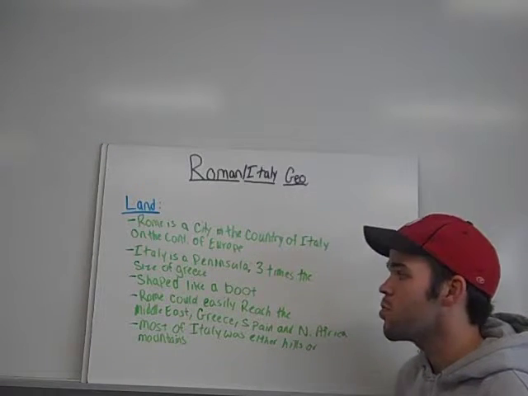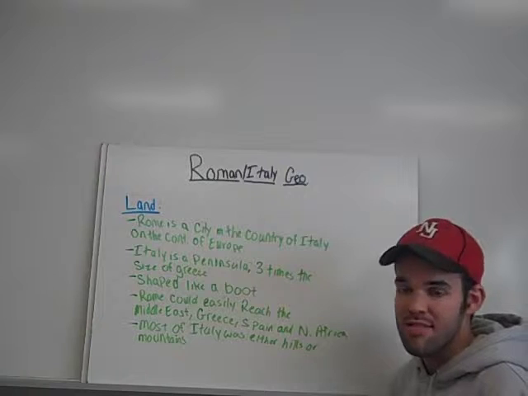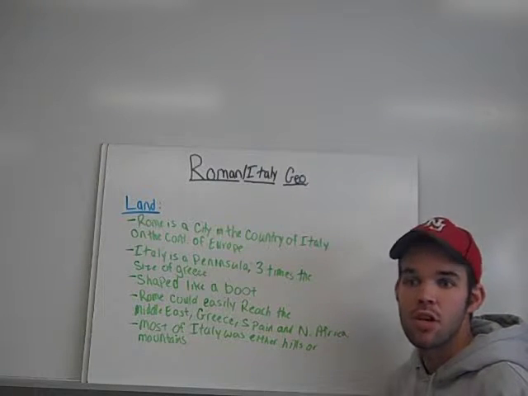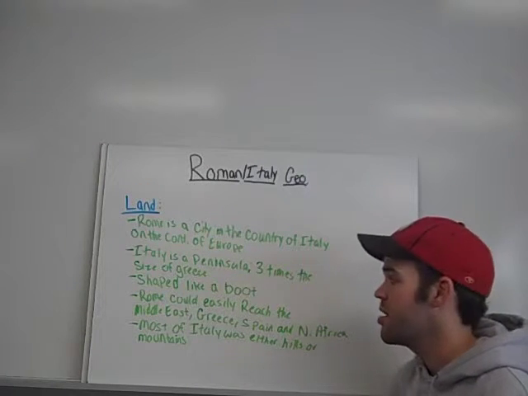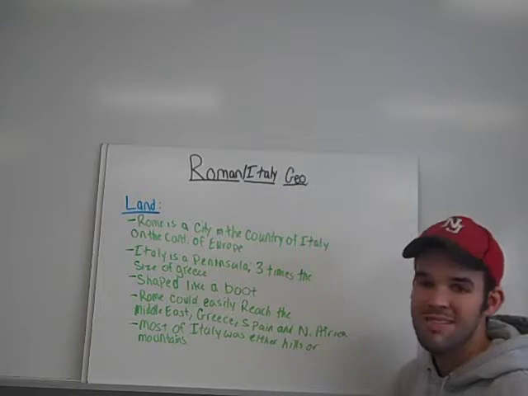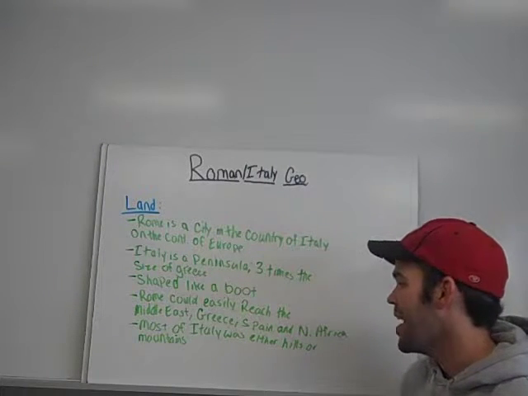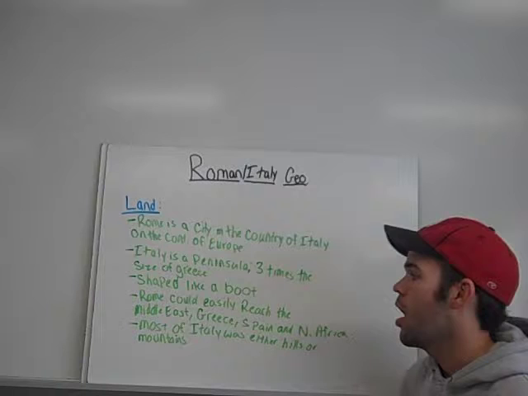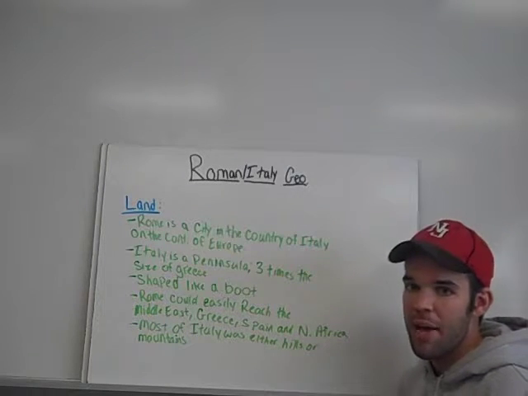Rome could easily reach several areas that made them good trading partners with other areas. Some of those areas include the Middle East, Greece, Spain, and northern Africa. Most of Italy was either hills or mountains.